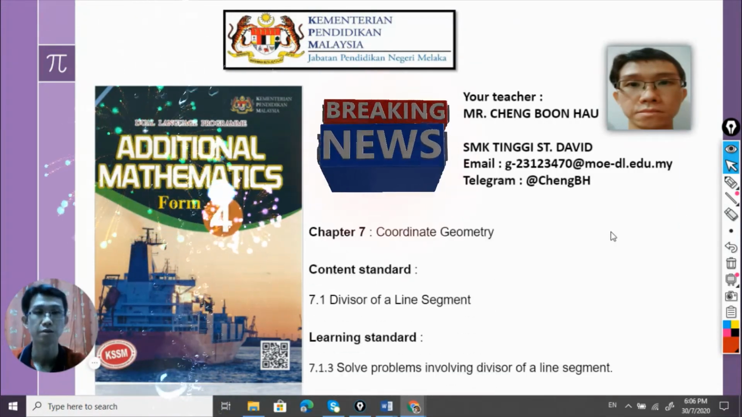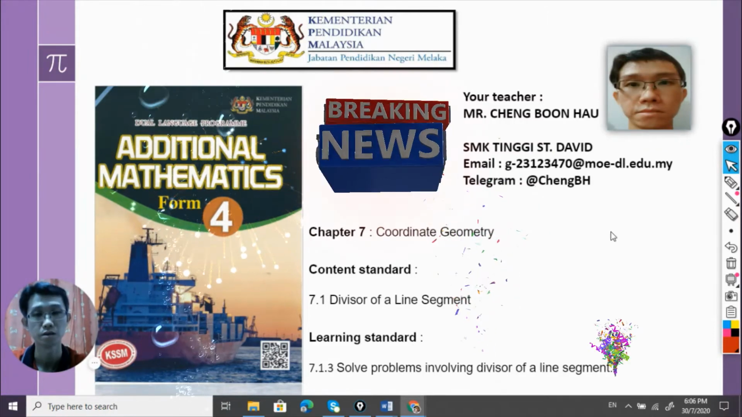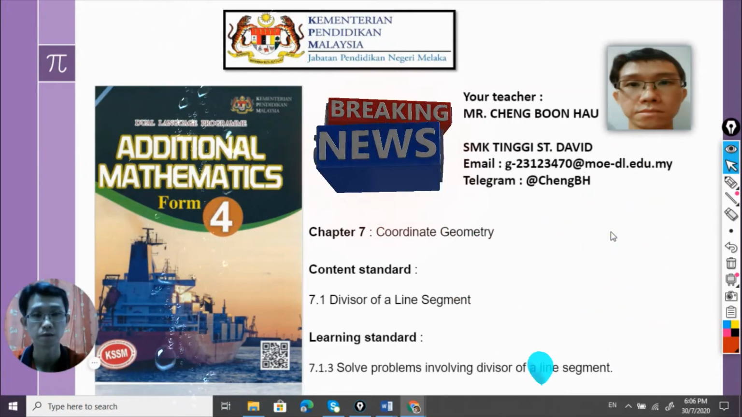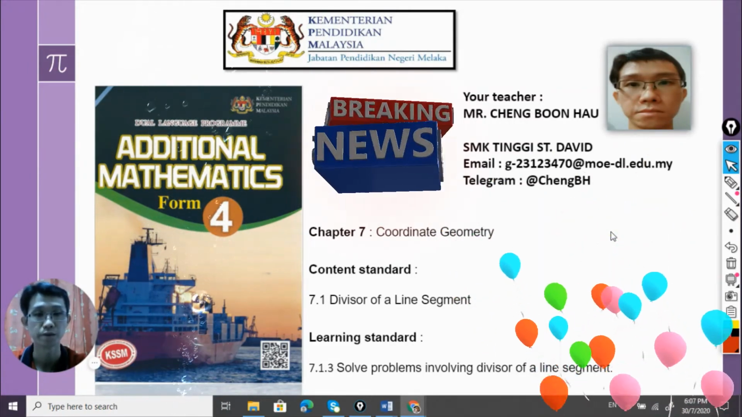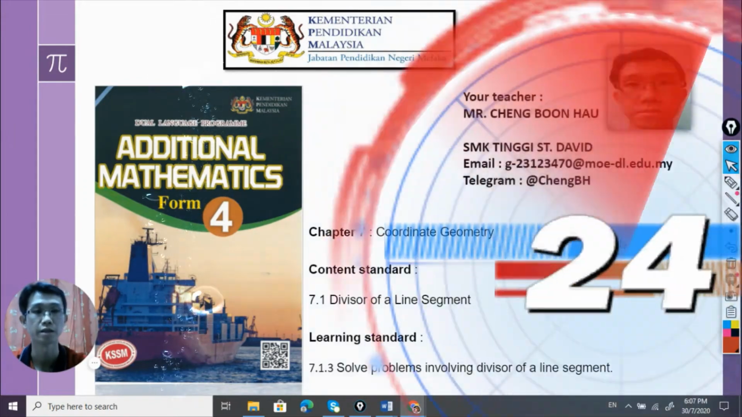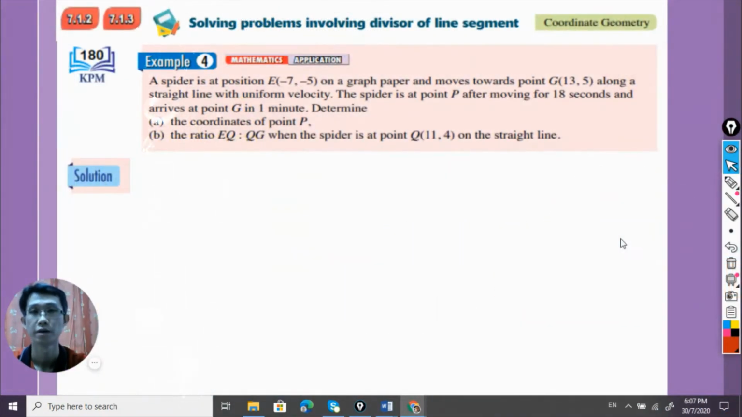Today I'm going to present to you all a lesson on Learning Standard 7.1.3: Solve Problems Involving Divisor of a Line Segment. Okay, let's look at example number 4 in the textbook, page 180. This is a very common question that will be tested in either the trial SPM or SPM.